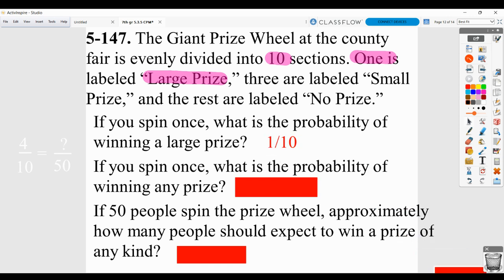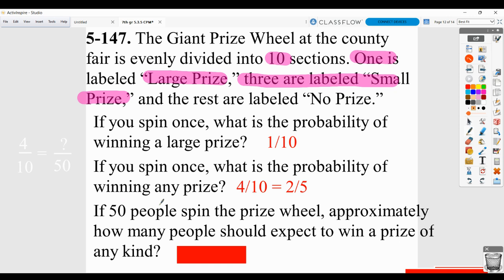So 1/10. If you spin once, what's the probability of winning any prize? Large prize is, again, 1 out of the 10 sections, and 3 are labeled small prize. So 1 plus 3 would give us a total of 4. So we'd have 4/10. But we would simplify that, divide top and bottom by 2, and give us 2/5.